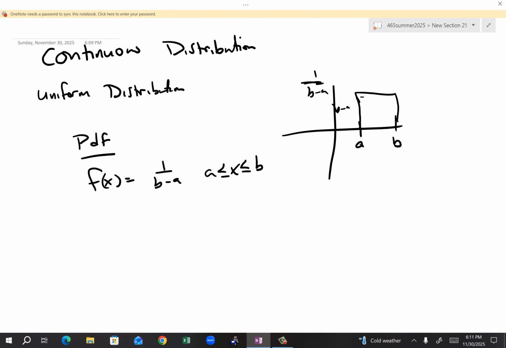What do I mean by that? If this is 7 and this is 2, then the width here is 5. That means the height is 1 over 5, for an area of 100%. That's key. Everything we're doing has to have 100%, or an area of 1, underneath it. When we start doing these, that's going to be the key measure here. Of course, 0 anywhere else.